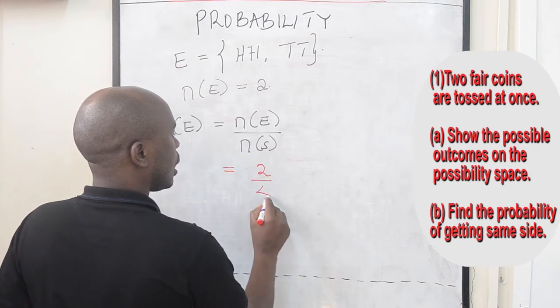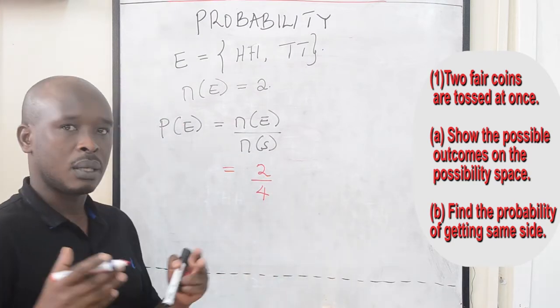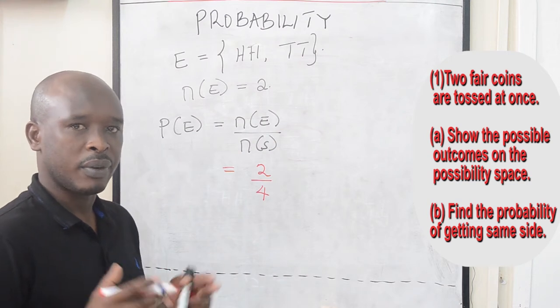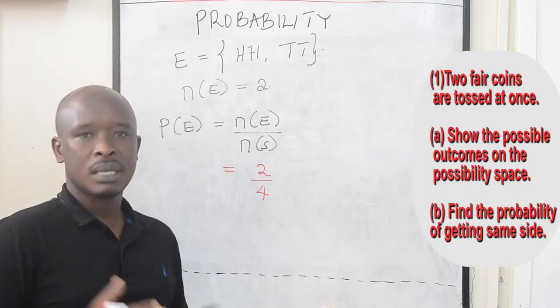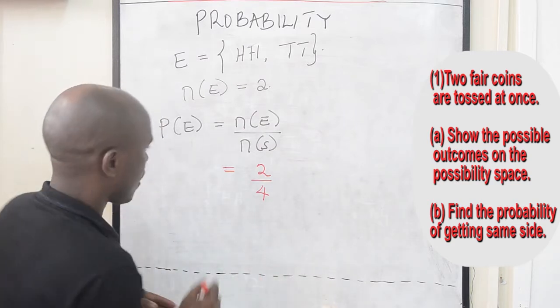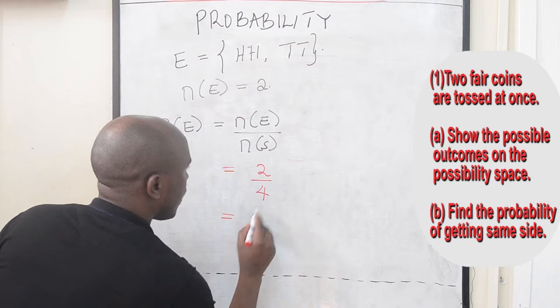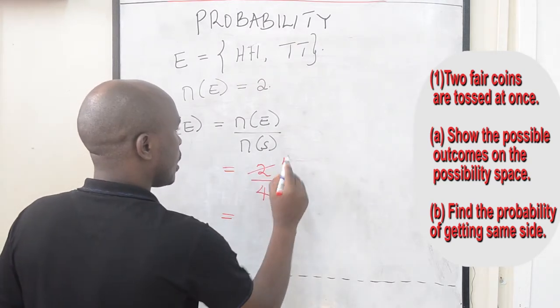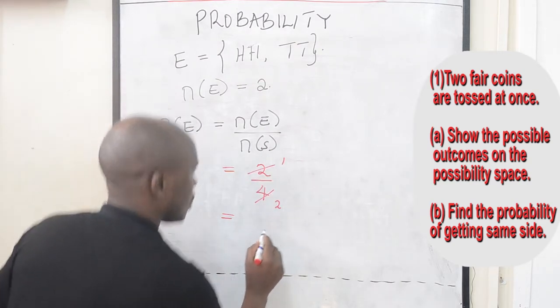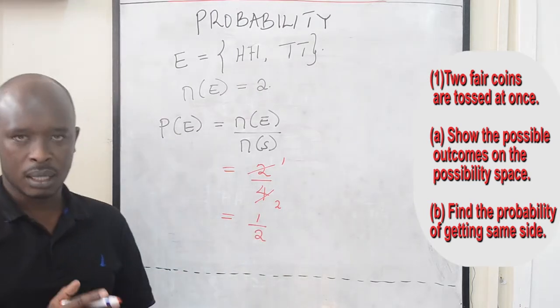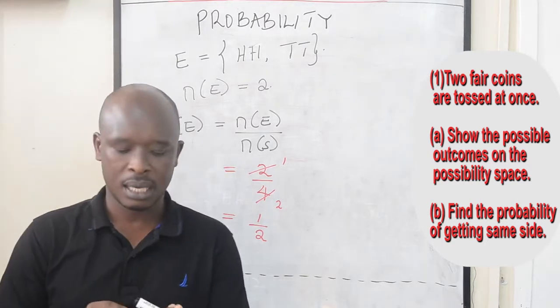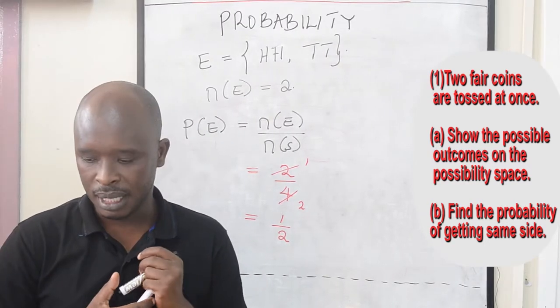In this case, we have 2 out of 4, and we always simplify our probabilities because probability is a fraction. So we can simplify it. When you cancel by 2, you get 1. By 2, you get 2. So our final answer becomes 1 out of 2. And that answers part B.